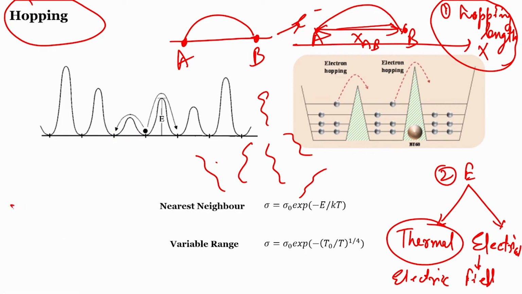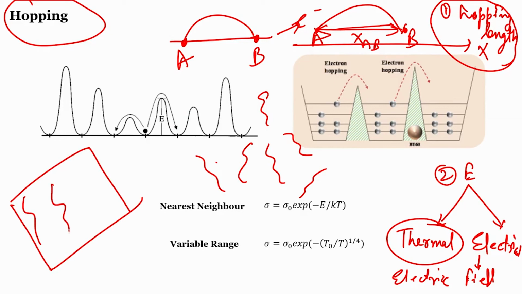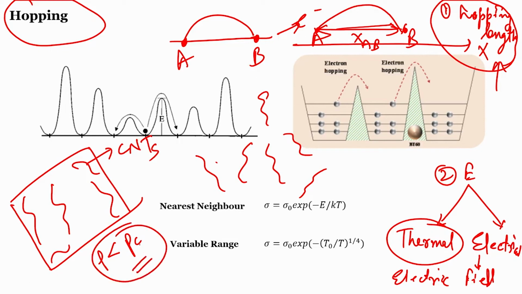So I will put it inside a square box so that it doesn't confuse. So these are all carbon nanotubes, and this is the case for P less than Pc, which means the conduction is not happening. One of the reasons why conduction would not happen, and the fact that we said that it is less than volume fraction, what does it mean?